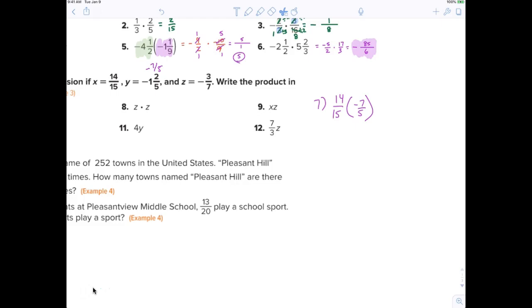All right, now I need someone to tell me, can anything reduce here? What do you think? No, that's correct. So now tell me, is the answer positive or negative? Negative. What's 14 times 7? That's right. Negative 98 over 75. Remember, your job is now to speak up if I'm not clear. That's pretty easy. Do you agree? I don't think it's that hard.